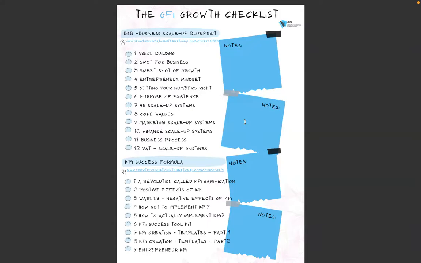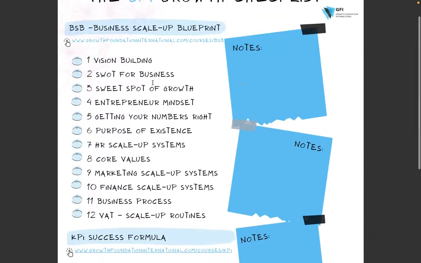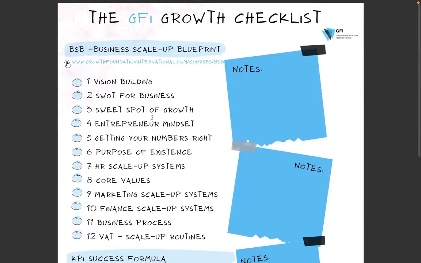I highly urge you and recommend you to print this and keep it somewhere so that you're actually tracking it and putting a tick mark against every single module as you complete them. So the first and foremost, very, very important module that you've got to complete is BSB, Business Scaler Blueprint. That's like our core module. All the areas of business are completely covered in this particular module. So we highly recommend you to complete this.